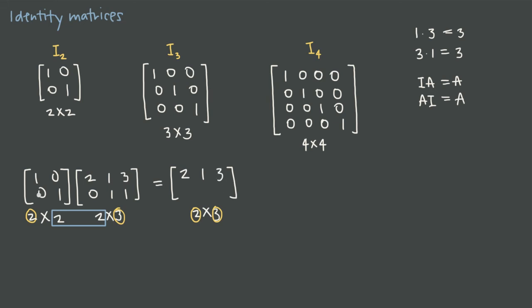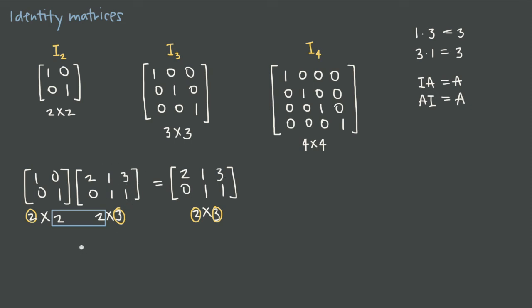3. And then I move on to the second row of the identity matrix, so second row times first column, or 0, 1 times 2, 0. 0 times 2 is 0, 1 times 0 is 0, so I have 0 and 0 gives me 0. Second row times second column, or 0, 1 times 1, 1. So 0 times 1 is 0, 1 times 1 is 1, 0 and 1 gives me 1. And then second row times third column, 0, 1 times 3, 1. 0 times 3 is 0, 1 times 1 is 1, 0 and 1 is 1. And you can see that I get the original matrix that I started with.